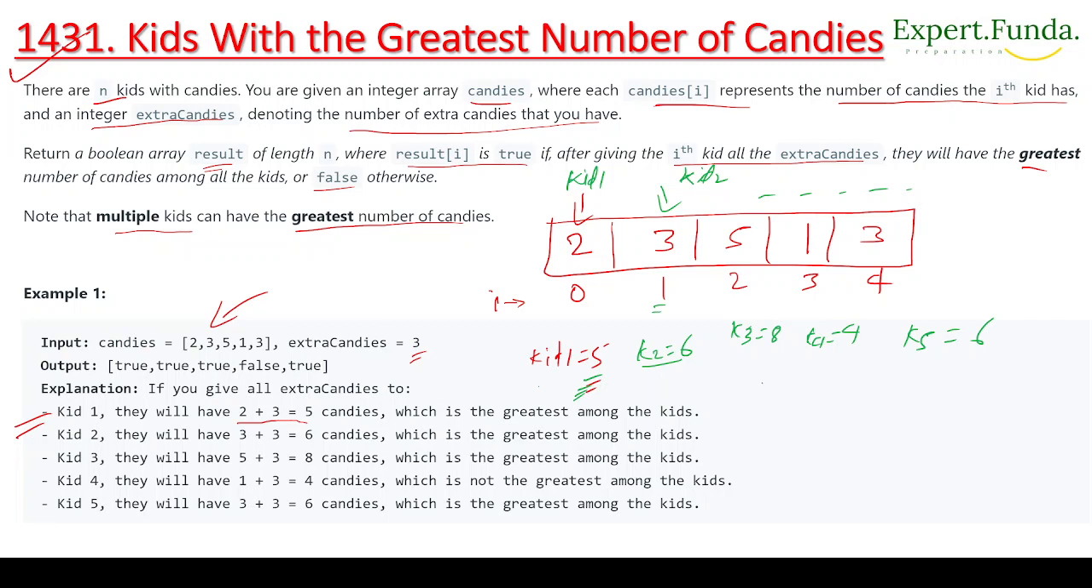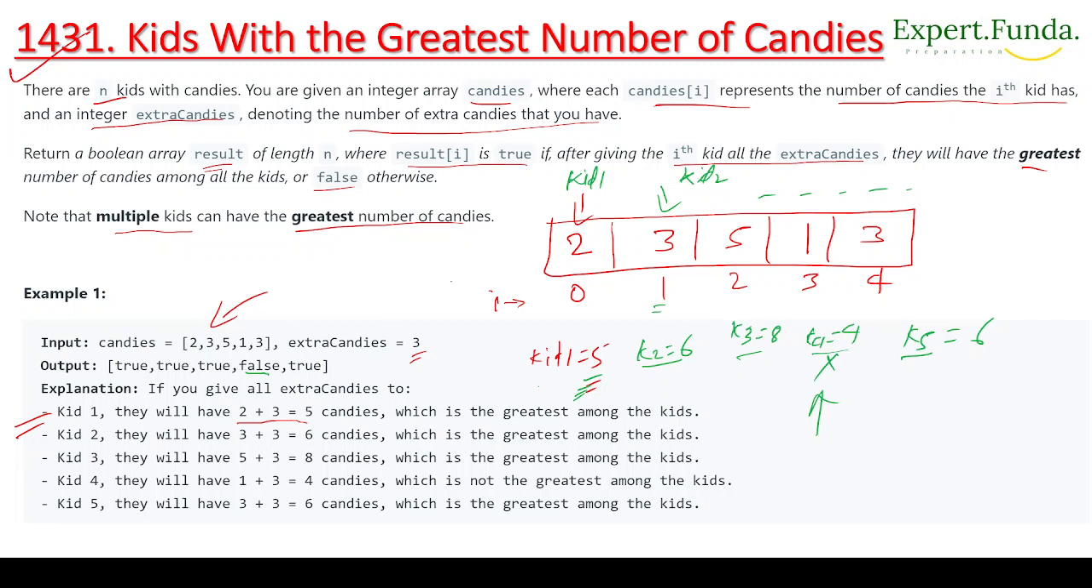When we come to k3, he has 8 and he is also the greatest, right? Now if we talk about k4, he has 4. So you can see k4 is not among the greatest, so this is false. Now if we come to k5, he has 6, so he is also the greatest, right? So if you see from kid 1 to kid 5, only this one is false, and if you see the output, only this one is false too, right? So this is the thing we should understand before implementing this.